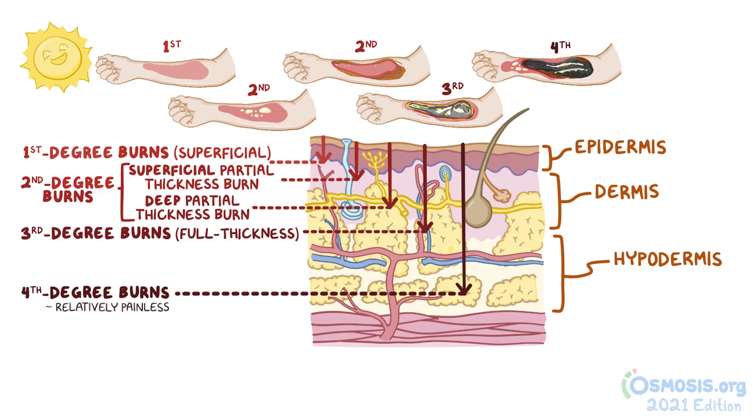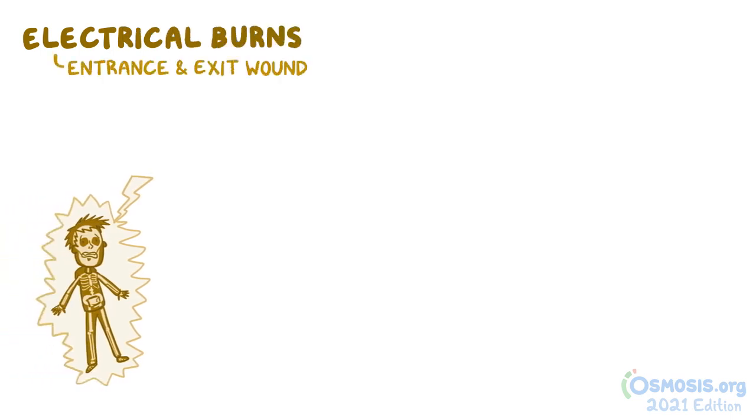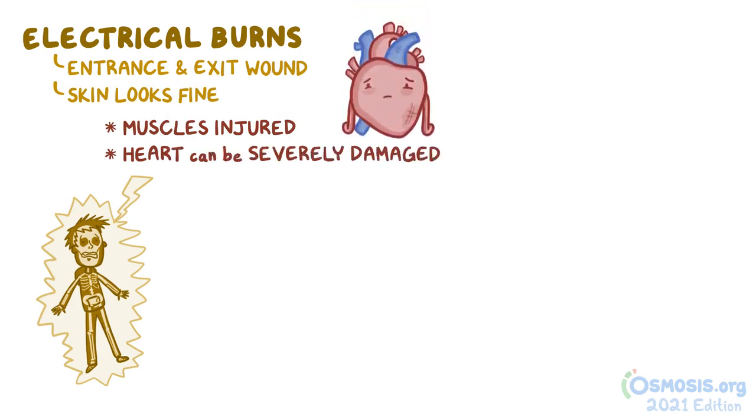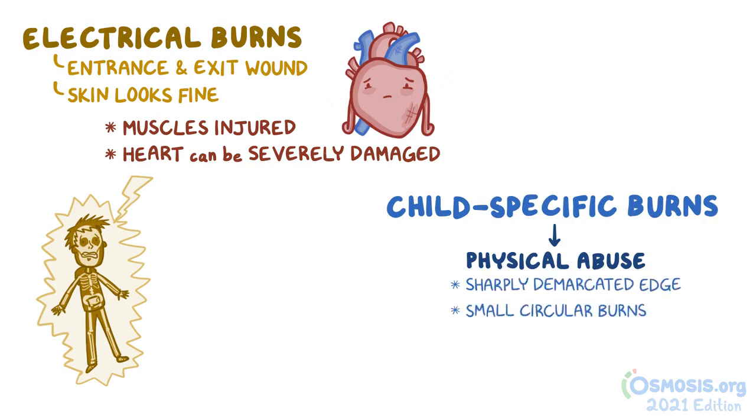Because third and fourth-degree burns destroy the entire skin, they destroy the skin nerve endings, and therefore can feel relatively painless. Due to their strength and velocity, electrical burns have an entrance and an exit wound, similar to a gunshot, but aside from that, the skin actually looks fine. However, internally, the muscles are injured, and even the heart can be severely damaged, so don't let normal skin fool you. Sadly, in children, specific burn patterns raise suspicions for physical abuse. These include burns with a sharply demarcated edge, smaller circular burns matching a cigarette tip, or burns in the perineal region matching a pattern that could only be explained if the child was dipped into scalding water.